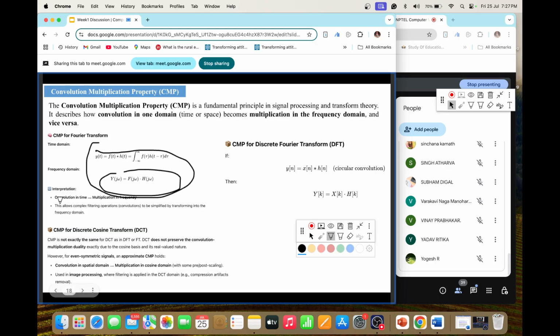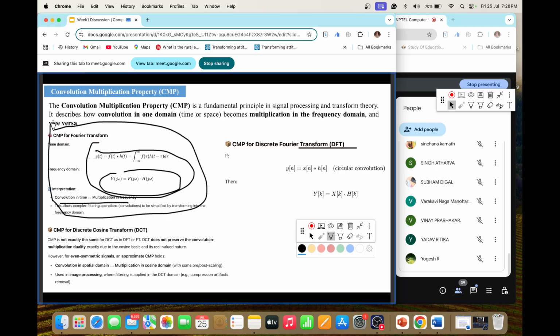So how can this be interpreted, like convolution in time becoming multiplication in frequency? Convolution means both multiplication as well as addition, but when we choose the frequency domain, we are just doing the multiplication. That is the only concept. Okay, similarly the CMP holds for DFT, that is discrete Fourier transform, and DCT. No need to look into detail again, but this is what you need to remember, CMP for Fourier transform.